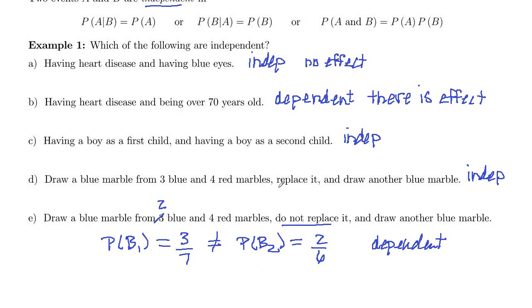So in part D, we had drawing with replacement, that yields independent events, but drawing without replacement yielded dependent events. And that will almost always be the case.